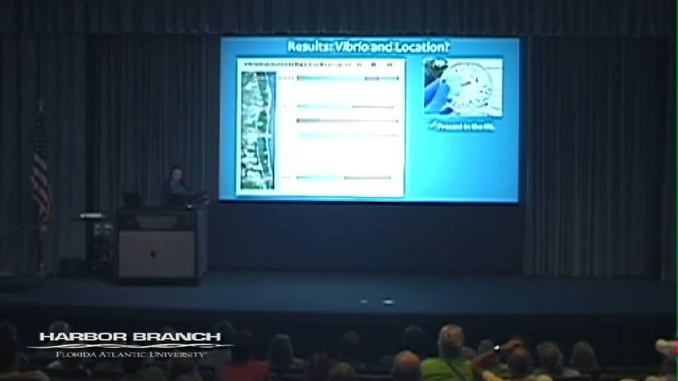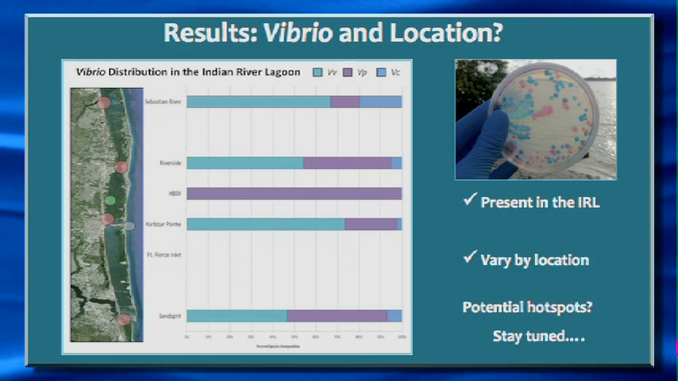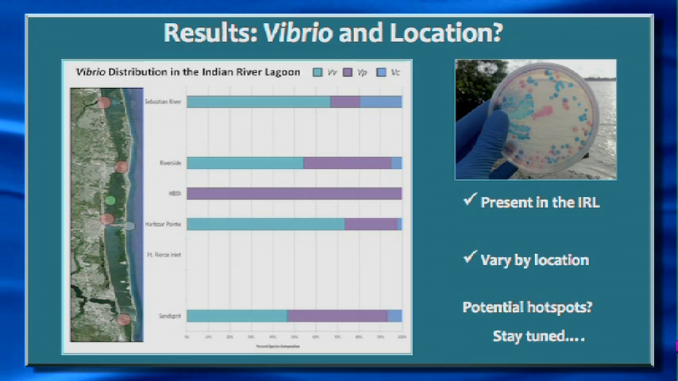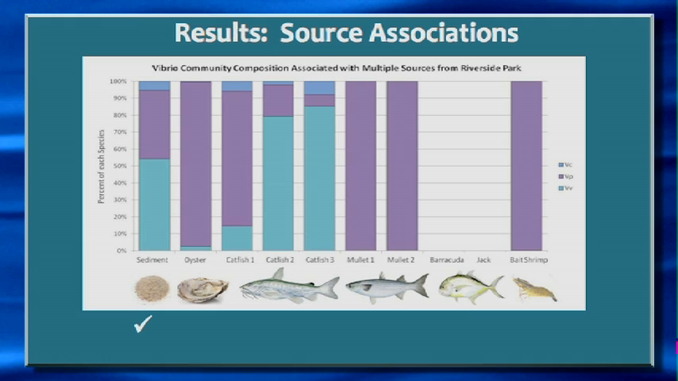But, so yes, we were able to say that these bacteria were present in the Indian River Lagoon. There was some variation by location. Are there potential hotspots or areas that you can go where your chances of becoming infected are higher? Well, stay tuned. Hopefully in the next year or so, we're going to work that out. The next wave of this was to look for the different sources and how they carry these bacteria. So we found it in the sediment, so that gave us the green light to say, okay, it's here in the lagoon. Now let's see who else is carrying it.